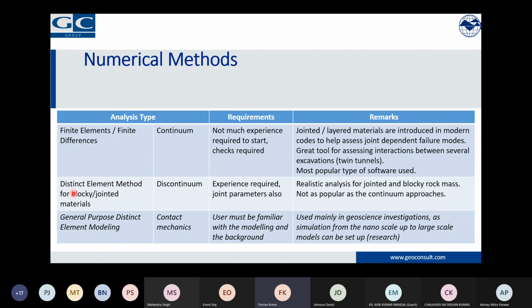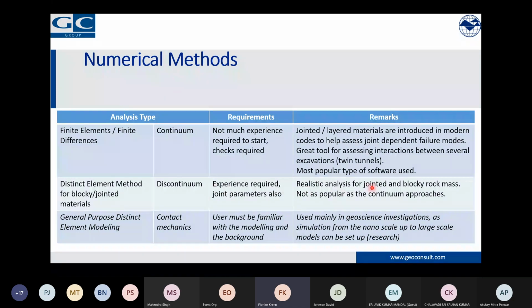Then the next numerical method used in rock mechanics is basically the distinct element method. It was developed for blocky and jointed materials. It has a discontinuum approach. Here we need already some experience and also the joint parameters. Some reliable parameters should be there.